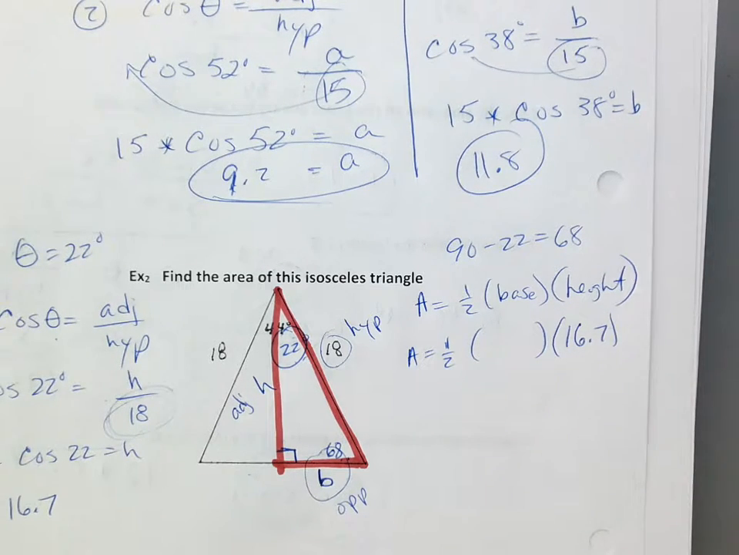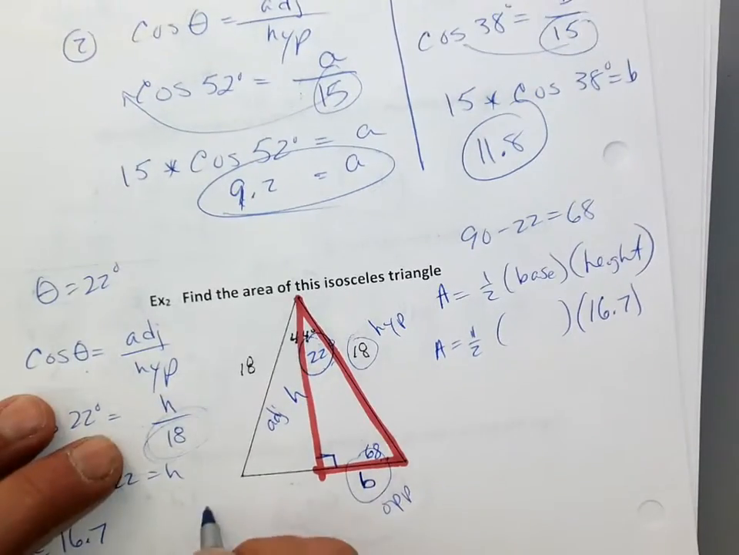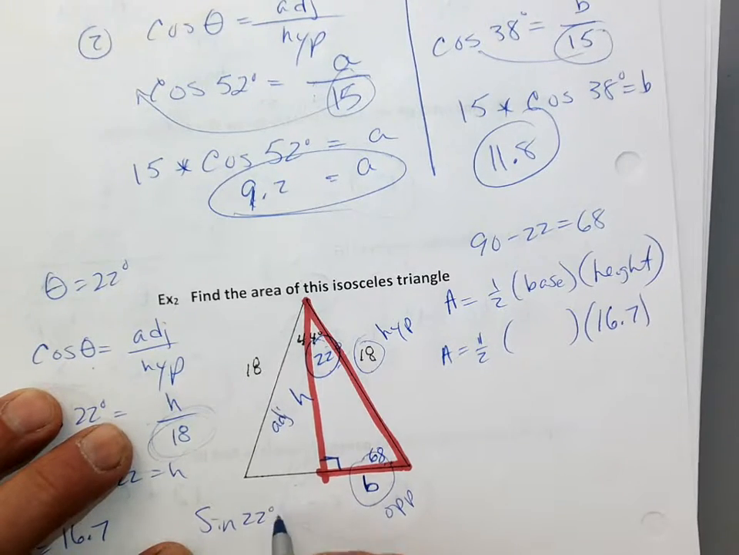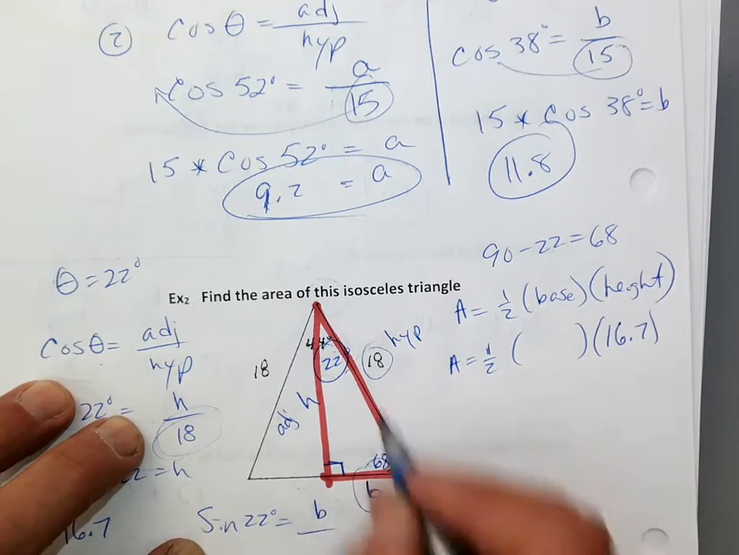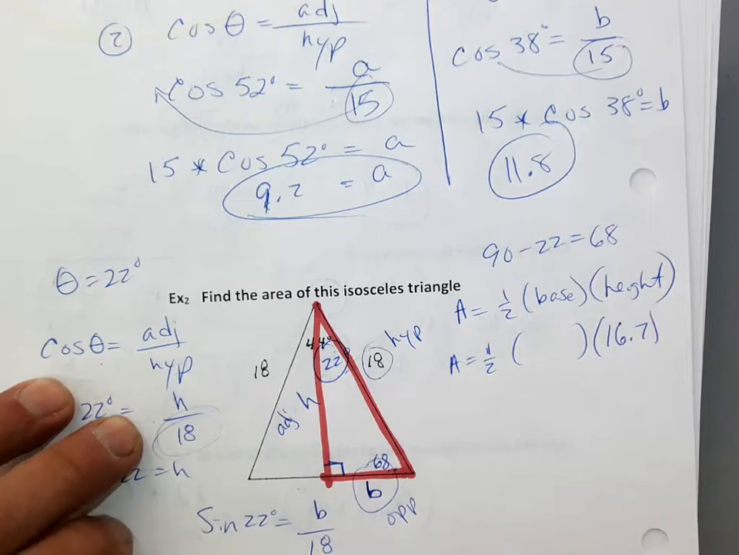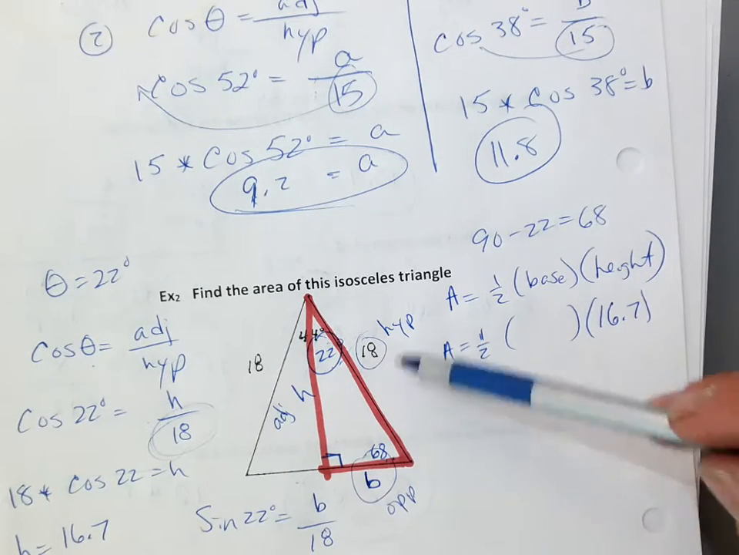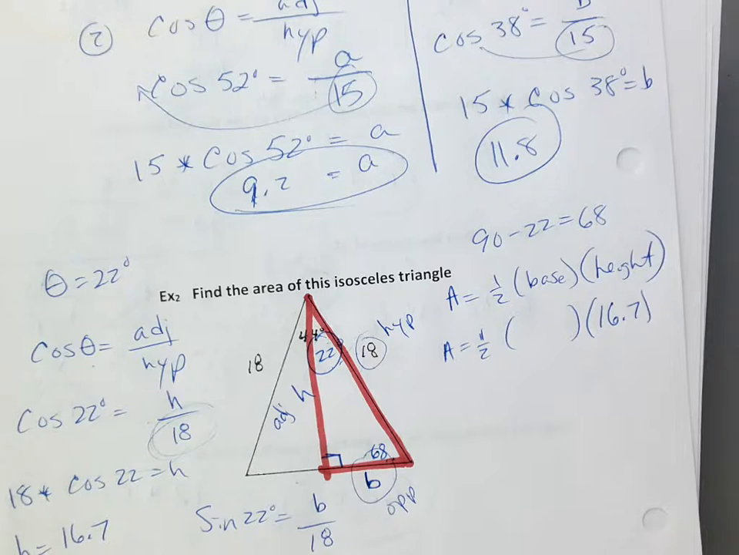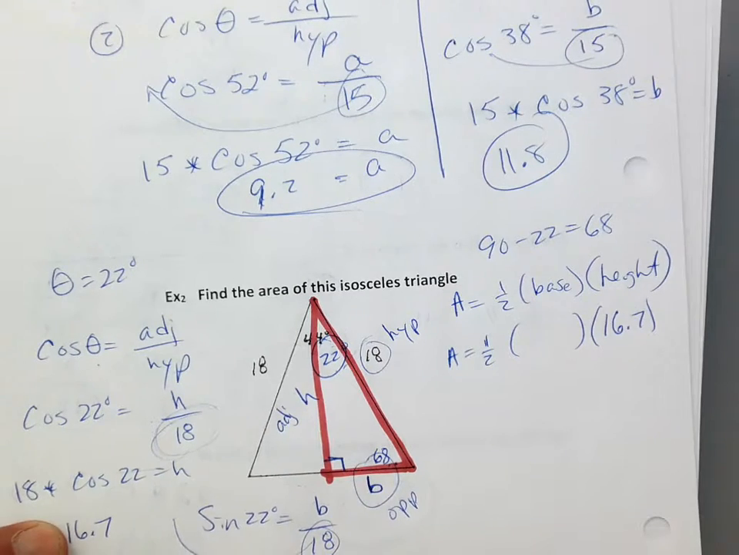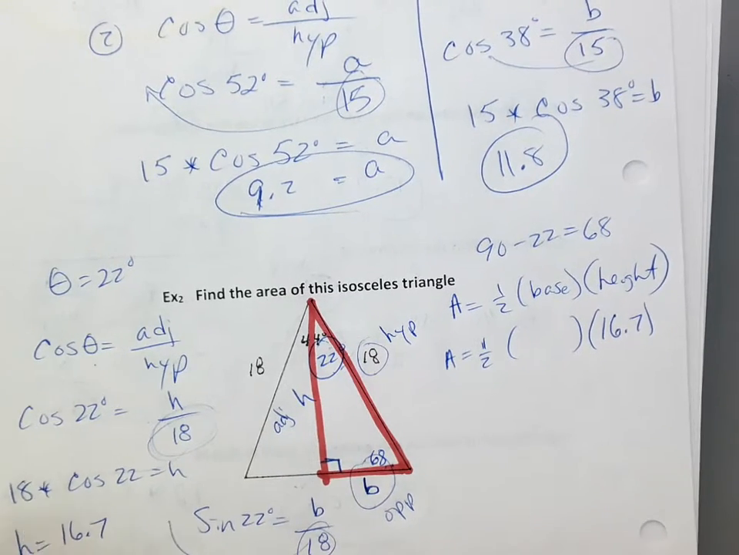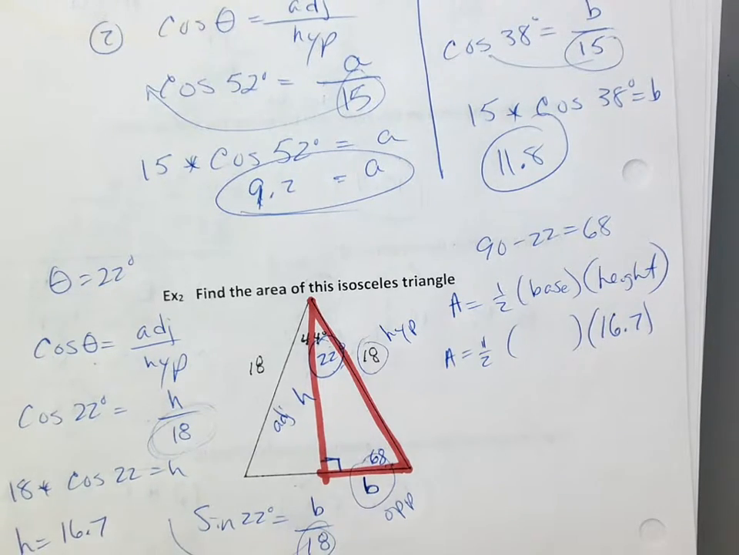Opposite, hypotenuse, which one am I going to use? Sine. If we were in church, it'd be sin, but you know. Okay, we'll use sine. So sine of 22 degrees equals the opposite side, which is b, over the hypotenuse, which is 18. Sine is opposite over hypotenuse. How do I solve? Multiply the 18. 18 sine of 22 equals b. Calculator, somebody do it for me? 6.7.